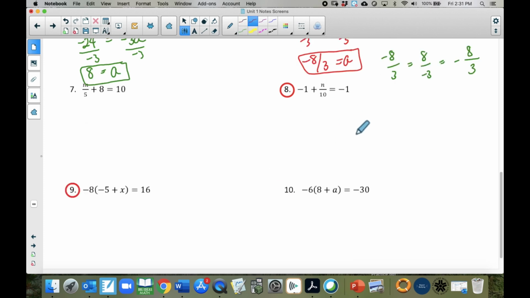Okay, number 8, again, looks a little bit intimidating because it has a fraction. Don't be afraid of fractions. We can use calculators in this class, so fractions really shouldn't be a problem, but we definitely need to talk about them because I know a lot of people are scared of fractions.